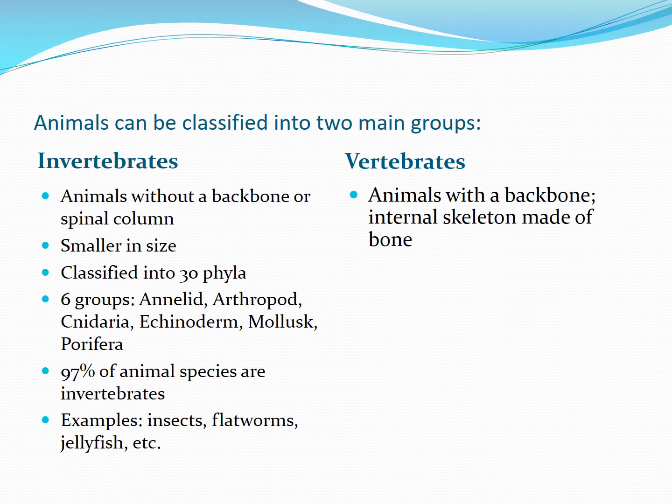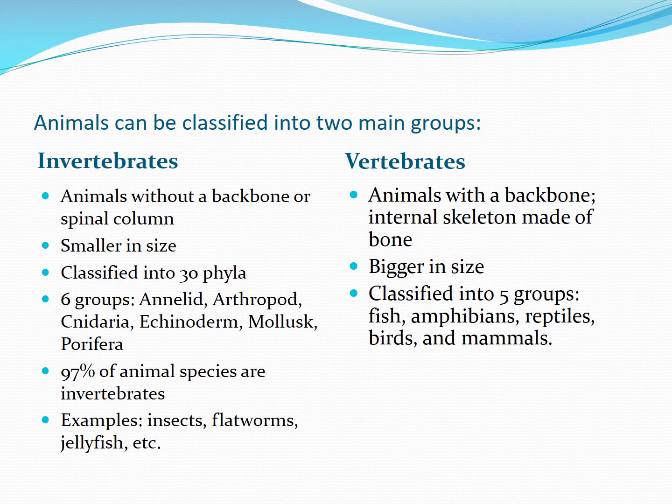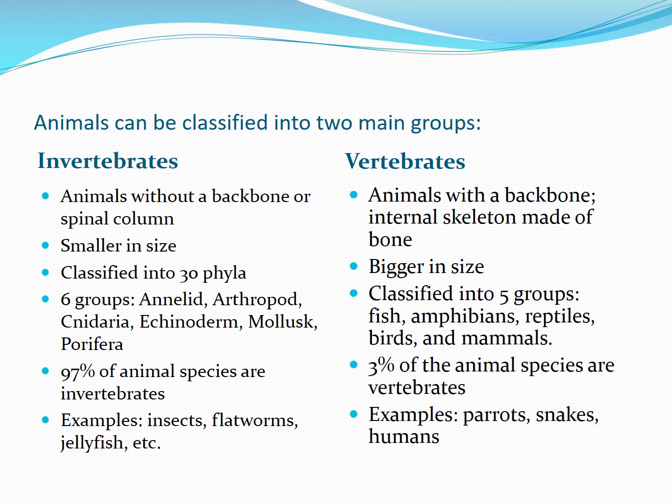Now, vertebrates have a backbone. They're always bigger in size. Vertebrates fall into 5 groups: fish, amphibians, reptiles, birds, and mammals. 3% of the animal species are vertebrates. And here's some examples: parrots, snakes, humans. We all have a backbone.